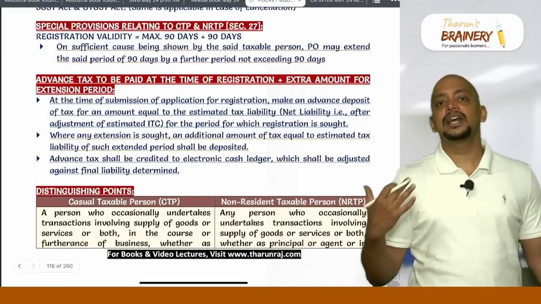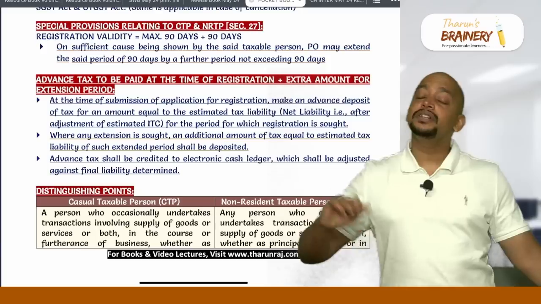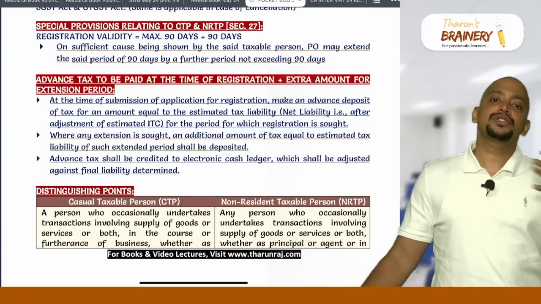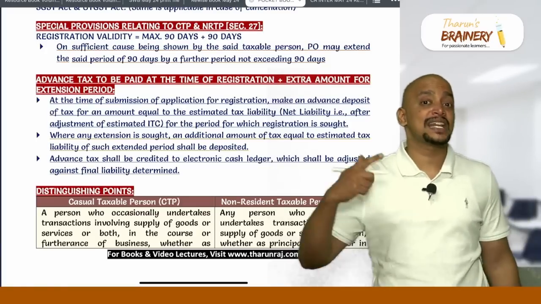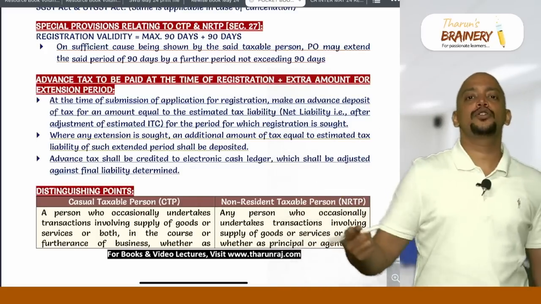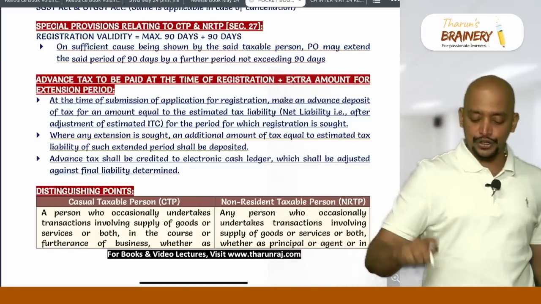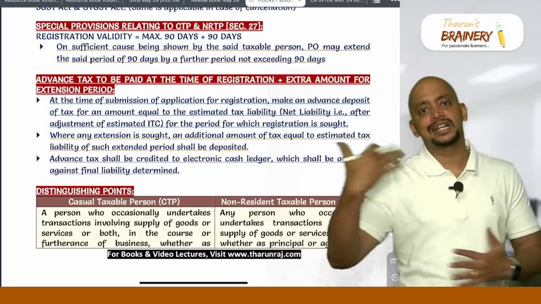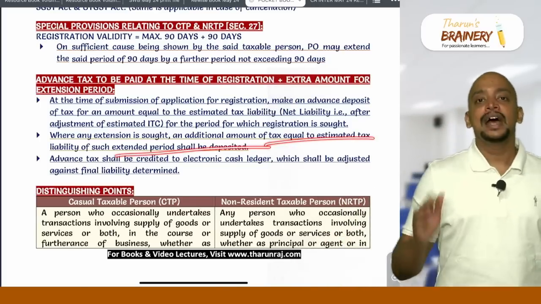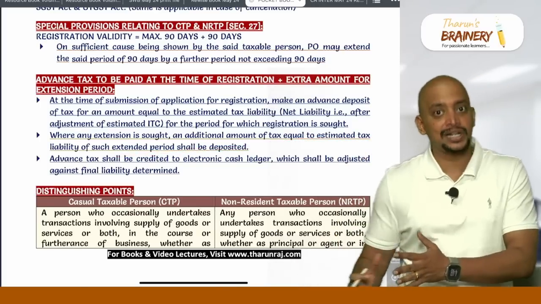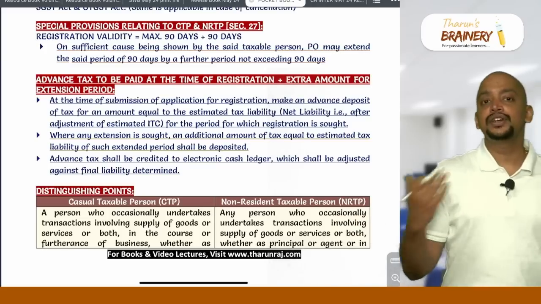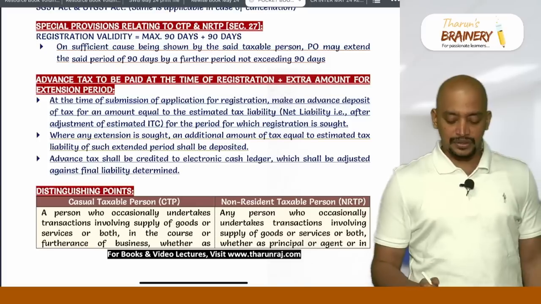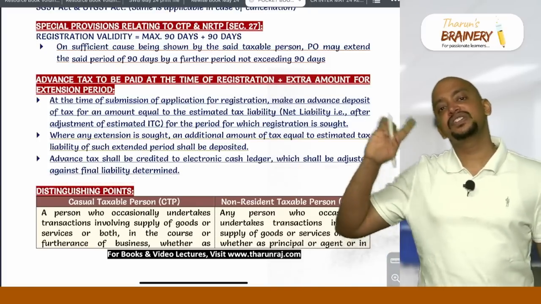And during the period, they are operating as a CTP NRTP. Along with the application, they need to pay the advance tax because they will not have any physical place of business. So they need to deposit the advance tax, and that advance tax will be based on their estimated net tax liability, that is estimated gross liability minus estimated ITC. So they need to deposit the estimated net liability. Suppose if any extension is granted for that extended period, again the additional advance tax needs to be deposited, and this advance tax will be credited to the electronic cash ledger, and if there is any liability that will be set off. If there is no liability, it will be refunded. If there is any excess liability, it will be payable. So this balance we will get as a refund from the cash ledger, which we have already seen in the refunds.